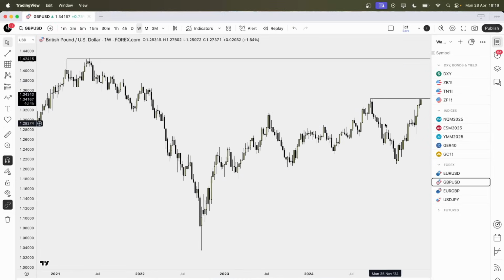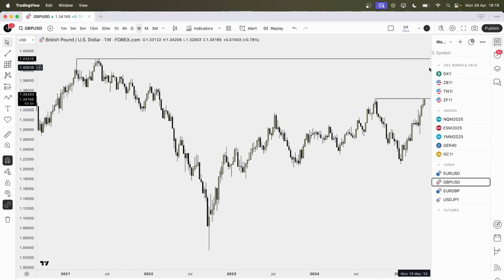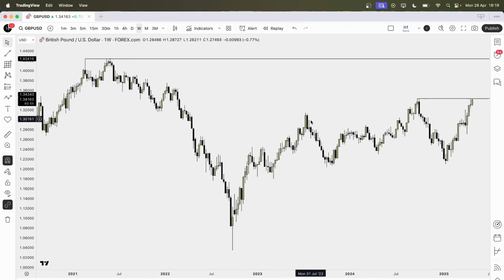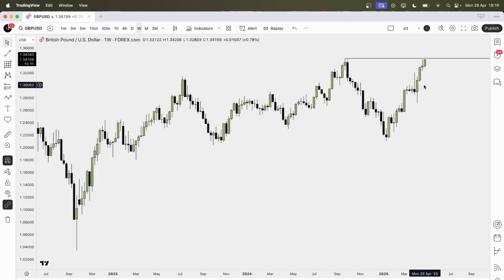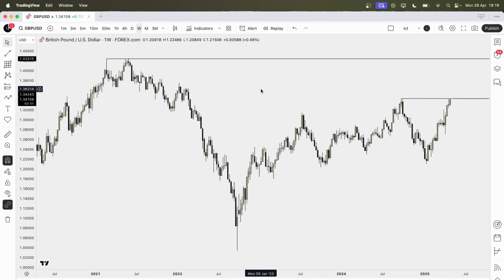If this was an hourly chart, what would you say? If this was an hourly chart and you were looking at this, you'd say original consolidation, right? You'd say this is a buy model. So why is it different on the weekly chart? Why does everyone act like it's different on the weekly chart? It's just more time in between. That's all it is, time.